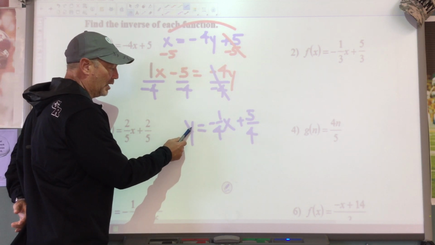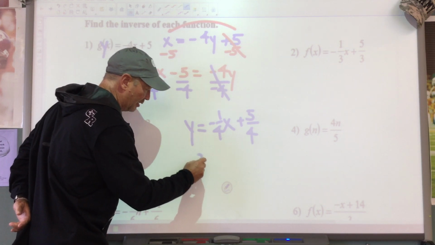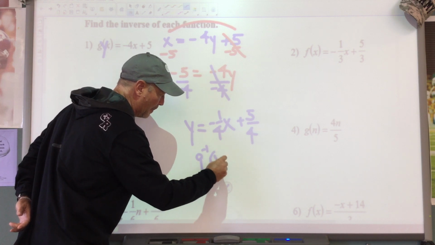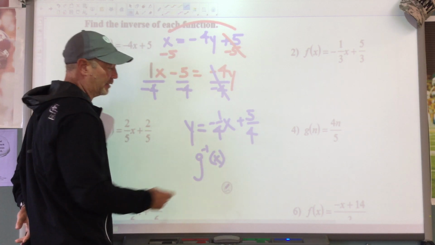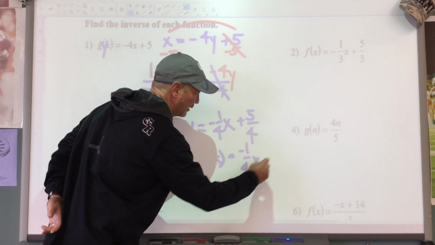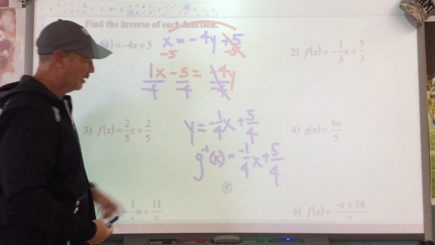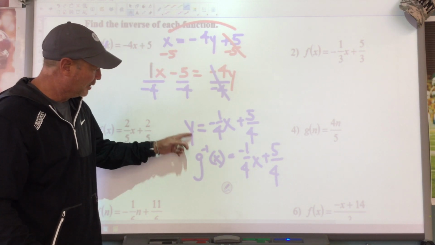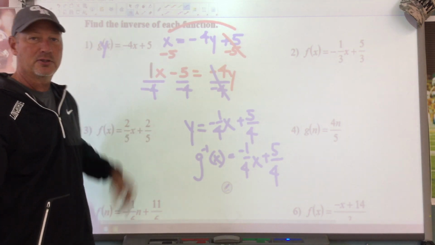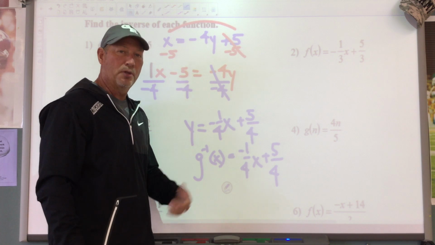Instead of y, you may see it written like this. You may see it written as the inverse of g of x equals negative 1/4 x plus 5/4. These mean the same thing, but this means I have found the inverse. This is the inverse of my original function. Okay? Good. All right, let's go to another example.